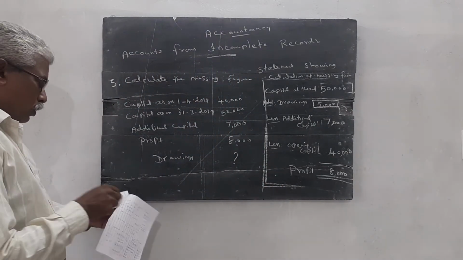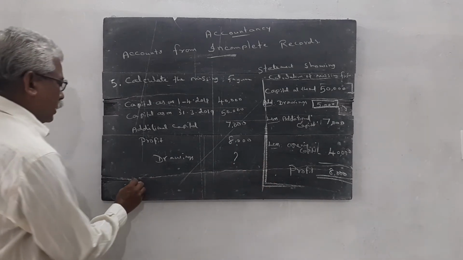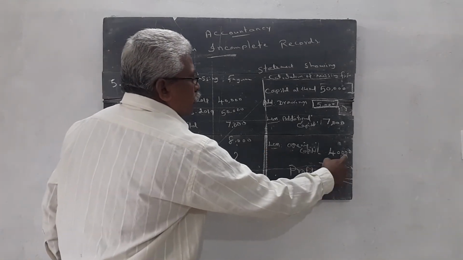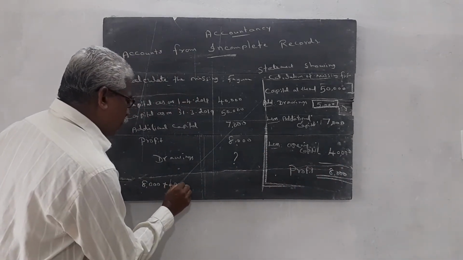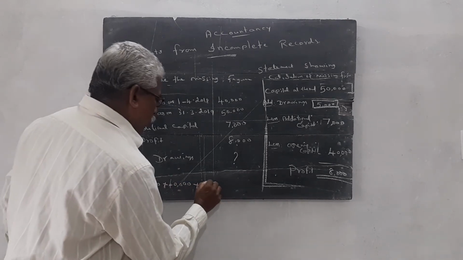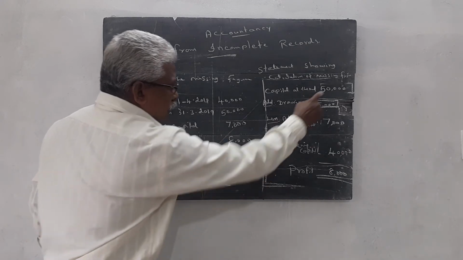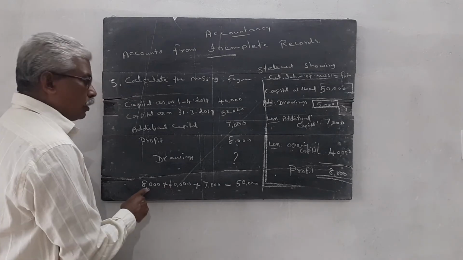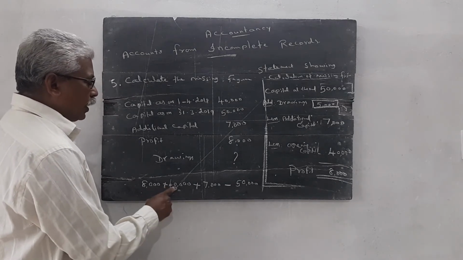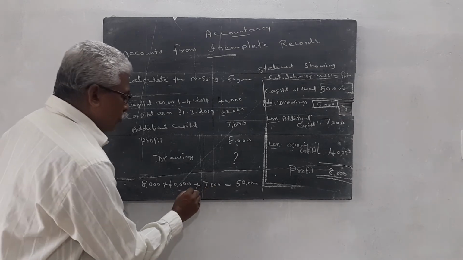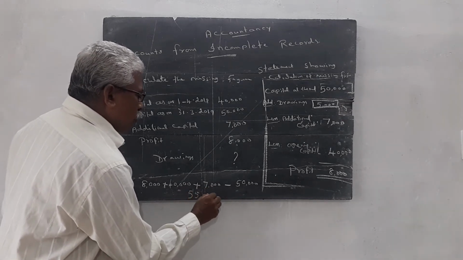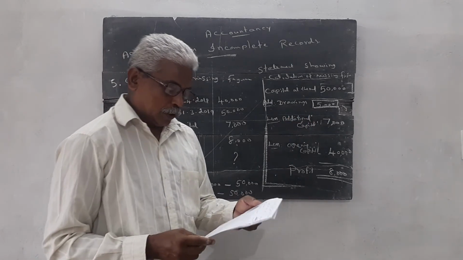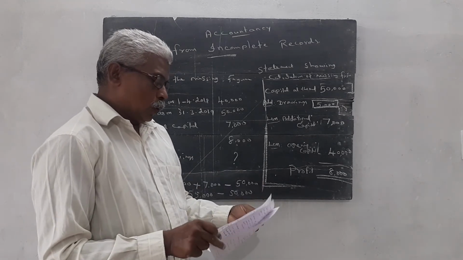If you have any doubt, write here 8,000, and if you come from the bottom to top, plus 40,000 plus 7,000 minus 50,000. So 8,000 plus 40,000 is equal to 48,000, plus 7,000 is equal to 55,000. 55,000 minus 50,000 is equal to 5,000. Very simple question. Then we do the next question.